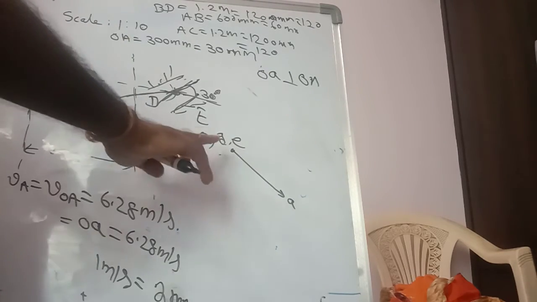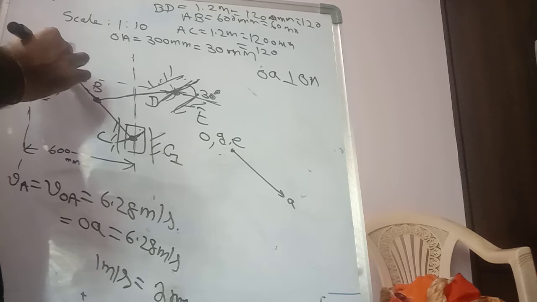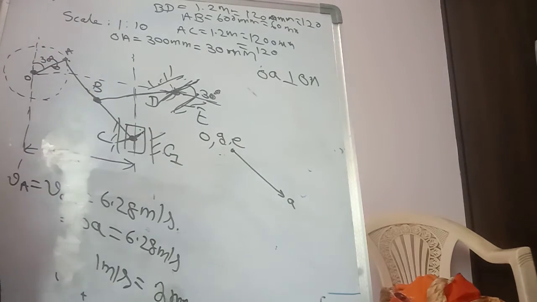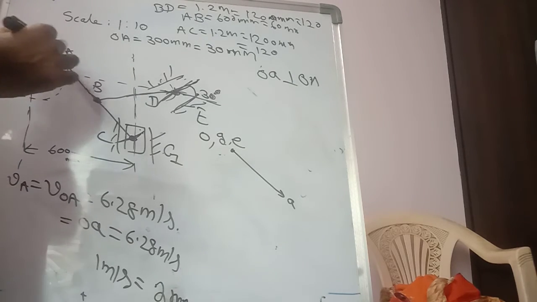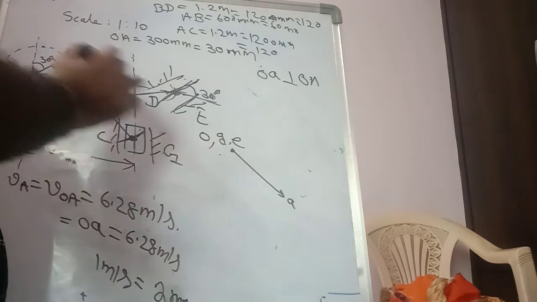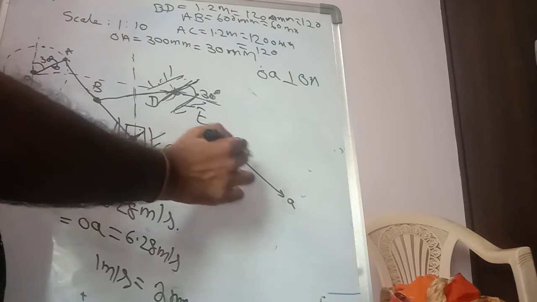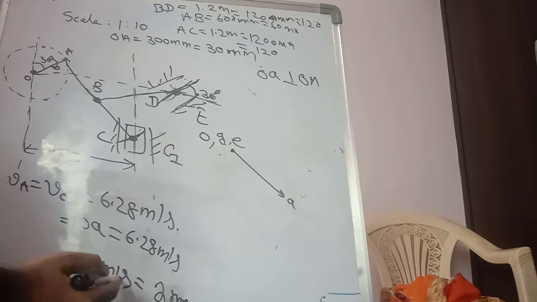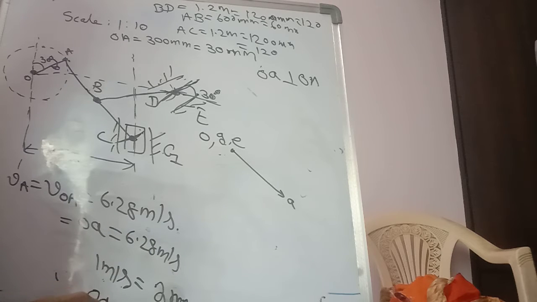So this is the oa. We have to draw a line perpendicular to capital OA. Because it is rotating in clockwise direction, you can draw the oa in downwards direction. Now what is the length of oa? 6.28 meters per second. But what scale are we taking? 1 meter per second is equal to 2 mm. So oa length is equal to 6.28 into 2, 12.56. So the length of oa equals 12.56 mm.